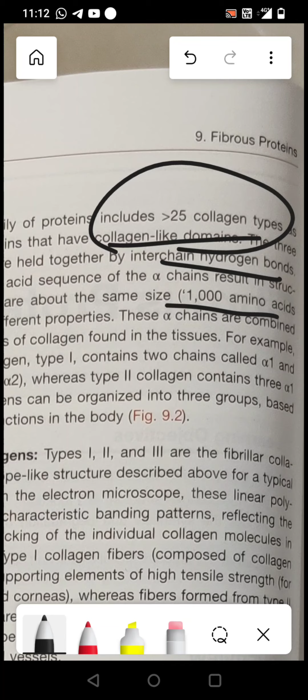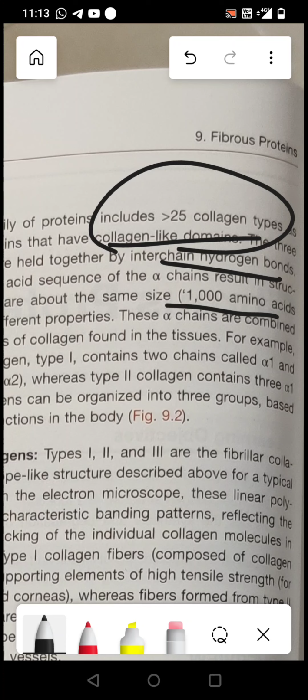Different types of alpha chains are present in various types of tissues, and they combine to form the various types of collagen. Type 1 collagen contains two chains called alpha 1 and one chain called alpha 2. Totally 3 chains have to be present. Whereas type 2 collagen contains 3 alpha 1 chains.